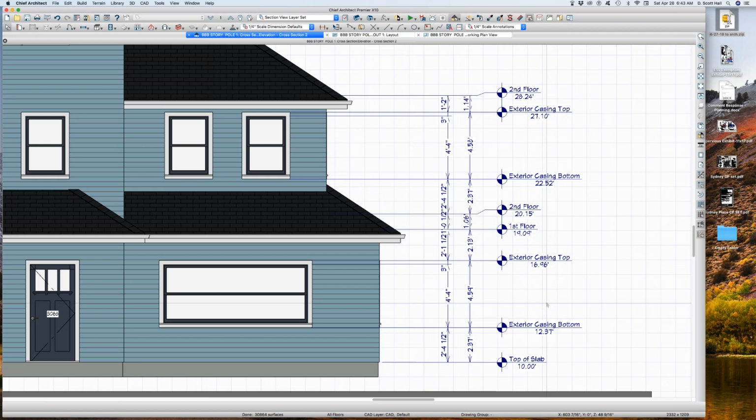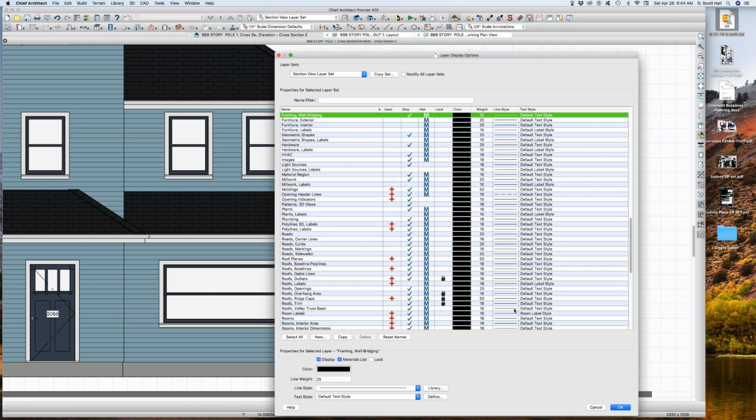Now it's dimensioning to all the casings. And it's still dimensioning to, look at this, the top of the window, 6'8", top of the rough opening window. So I don't even like that. That doesn't make any sense to me at all. So go to the story pole.